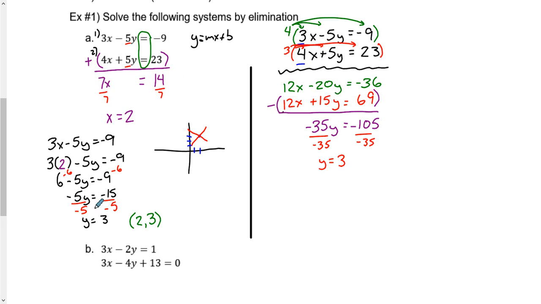Let's see, on the other side, I plugged into the top one. Well, I'll plug this y into the second equation. 4x plus 5y equals 23. So 4 times x plus 5 times the y value is 3. So I'm going to plug 3 in for my y.